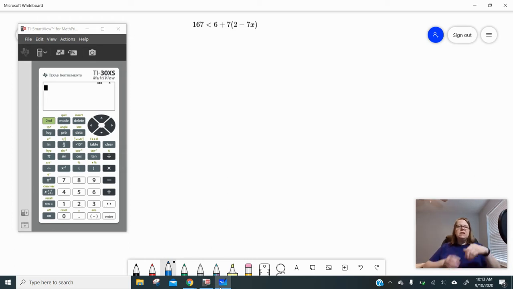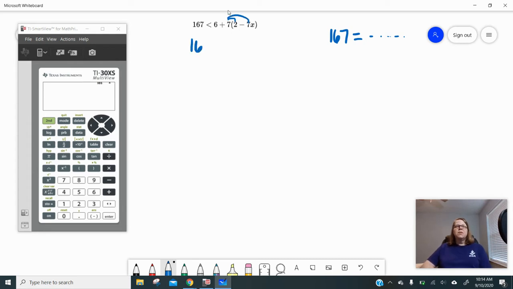First things first, think of these like a regular equation. Pretend for a moment, at least for the first couple of steps, that it just says 167 equals, and then whatever else. Don't worry about the less than at this point. That really doesn't have anything to do with the problem. It's not going to really change anything. So just go with it as if it said equals.